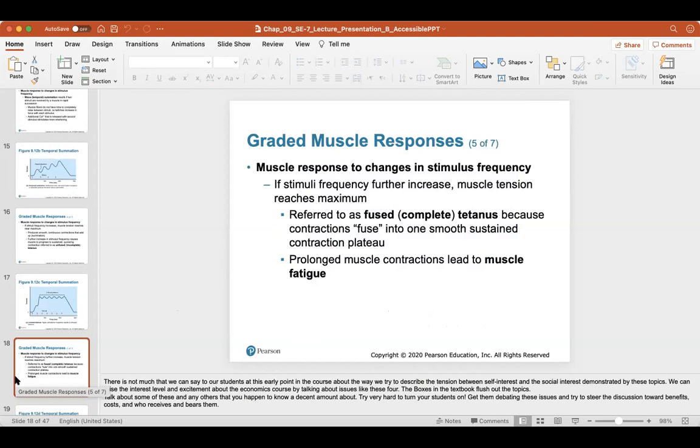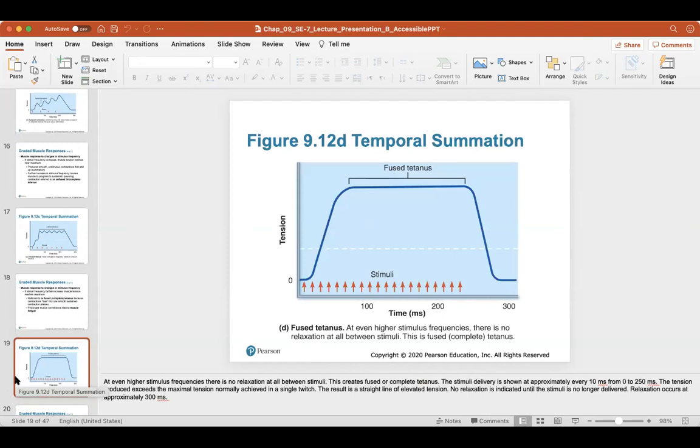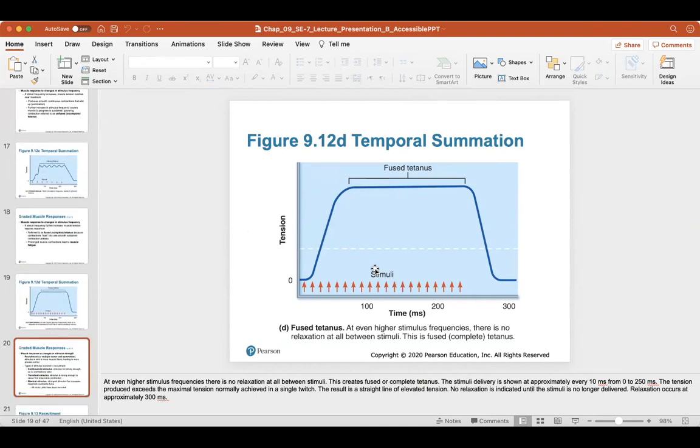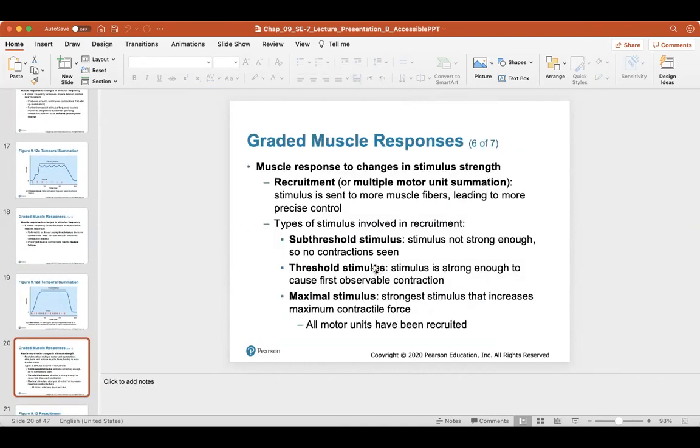Muscles can be stimulated constantly into what we call fused or complete tetanus, and this can cause prolonged muscle contraction, leading to muscle fatigue. This is what fused tetanus looks like. Your stimulations are constantly stimulating the muscle, which allows a constant fused state, which we call tetany.